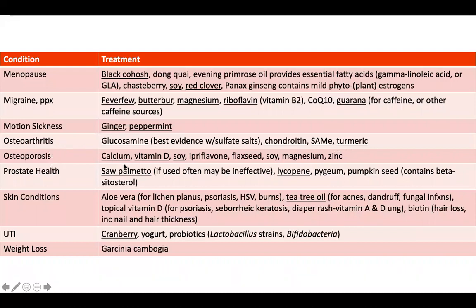Osteoporosis, they have calcium, vitamin D, soy. Prostate health, saw palmetto, lycopene. Skin conditions, tea tree oil, which be careful because that can dry you out pretty bad. And then UTI, cranberry, and yeah. Again, this is posted, and there's a lot. Just wanted to kind of quickly go through it.